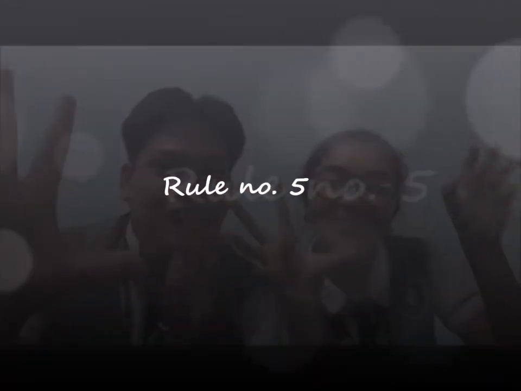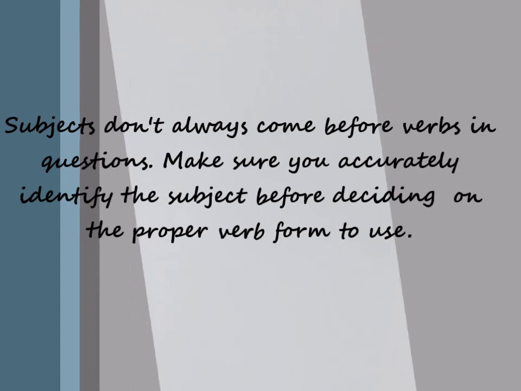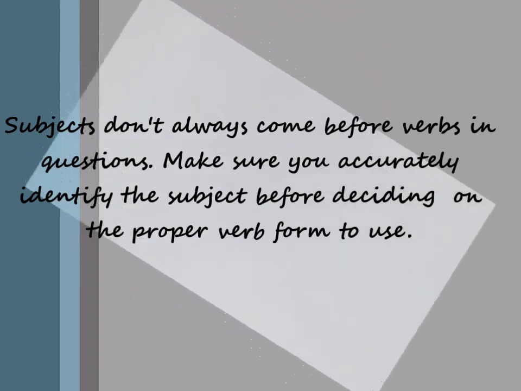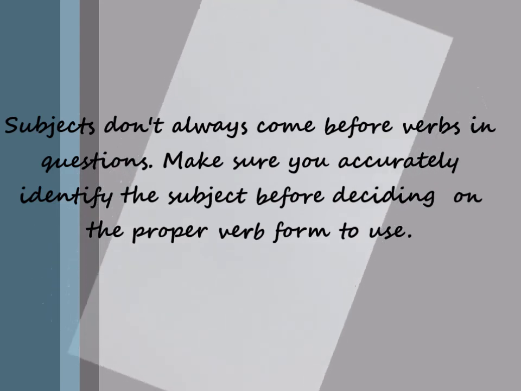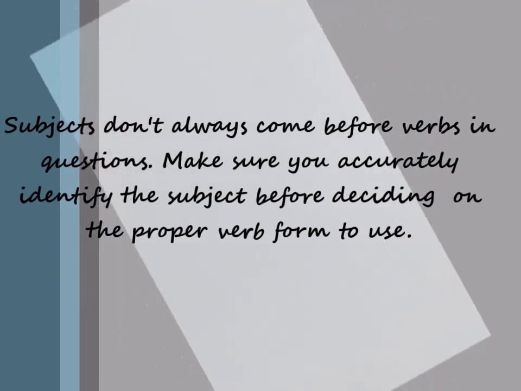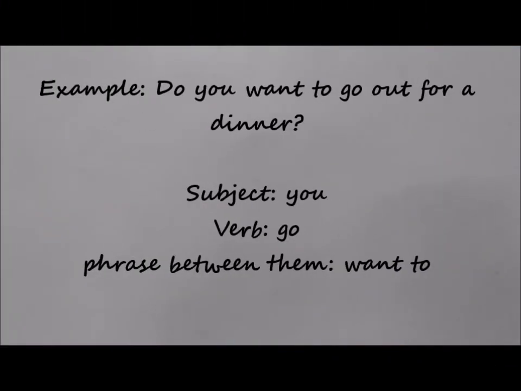Rule number 5. For rule number 5, subjects don't always come before verbs in questions. Make sure you accurately identify the subject before deciding on the proper verb form to use. Example, do you want to go out for a dinner? So the subject here is you, and the verb here is go. The phrase between them is want to.